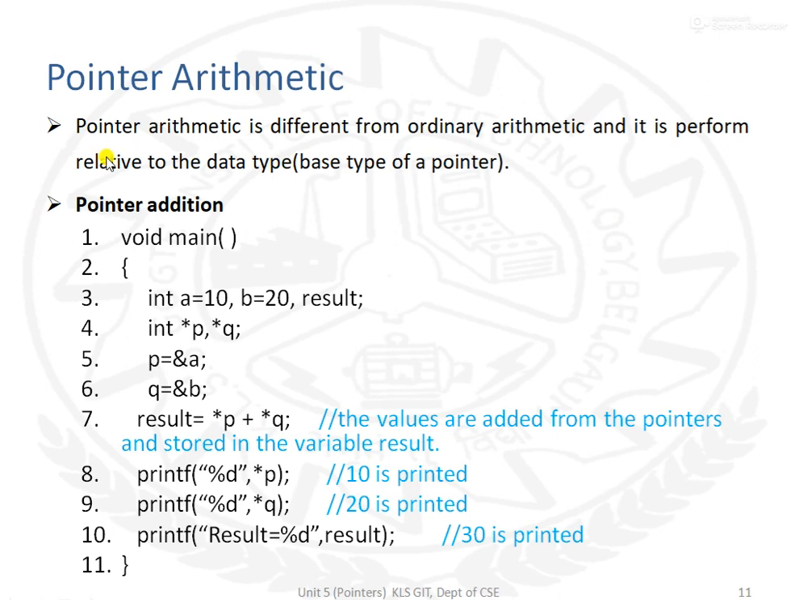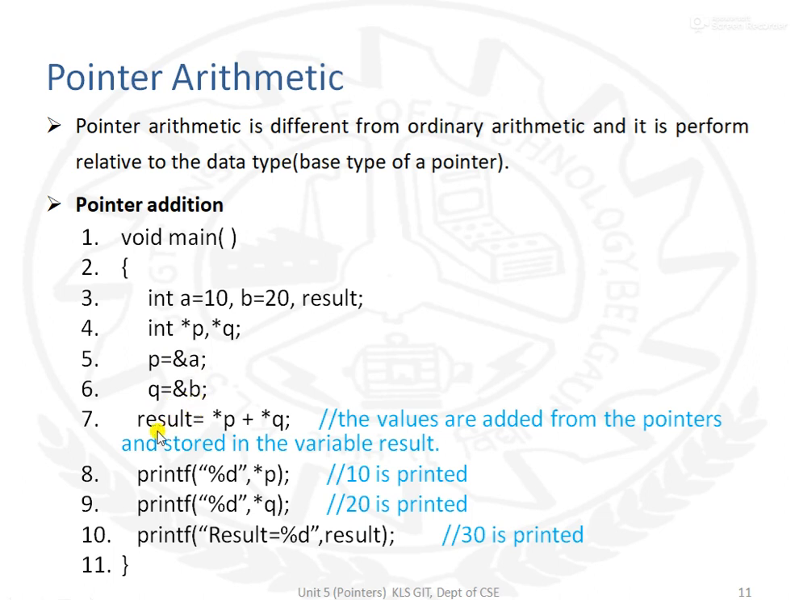Now we have pointer arithmetic. Basically, as we do arithmetic operations for normal variables, we also have arithmetic operations for pointer variables. Now we have an example here. You can see void main. I have integers a is equal to 10, b is equal to 20, and a result where I am going to store the values. I have two pointer variables, *p and *q, which are of integer data type. p is assigned &a, so p holds the address of a and q holds the address of b.